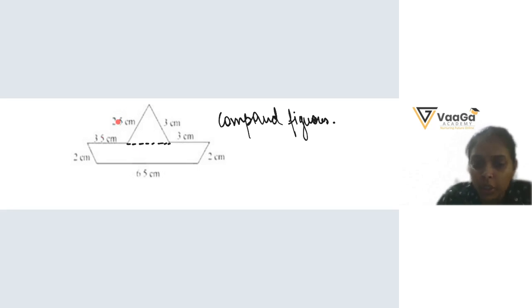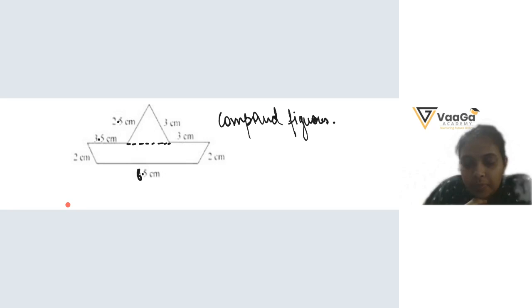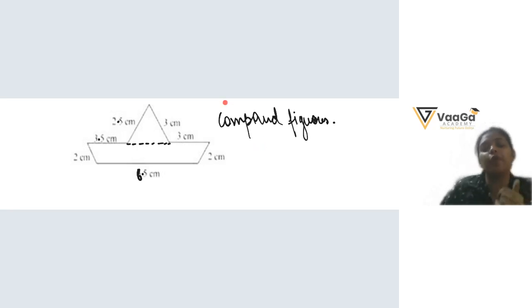So this is two. You know what decimals are? Okay, so this is 2.5, this is 3.5, and this is 6.5. The rest is 3.3 and 2.2. Okay, tell me the perimeter for this. 21.5. 21.5. Okay.